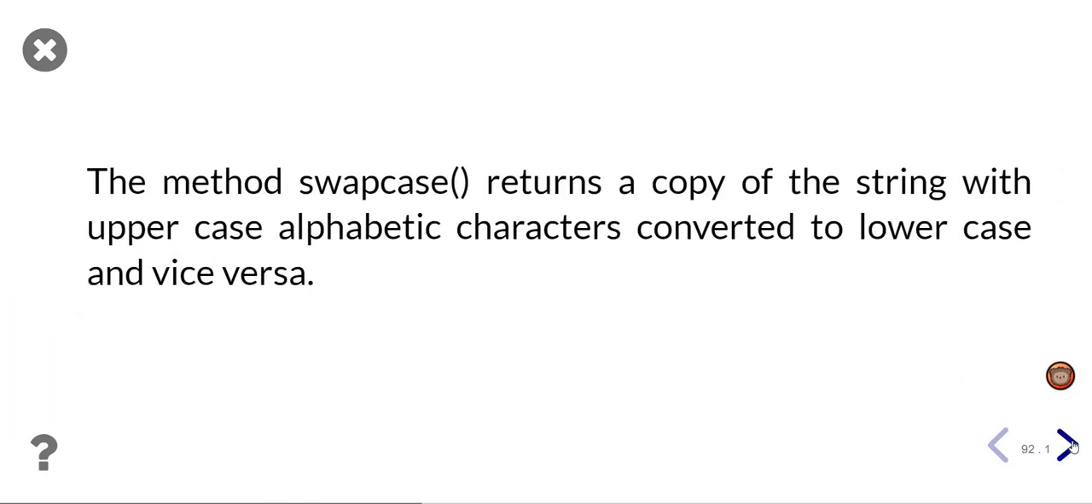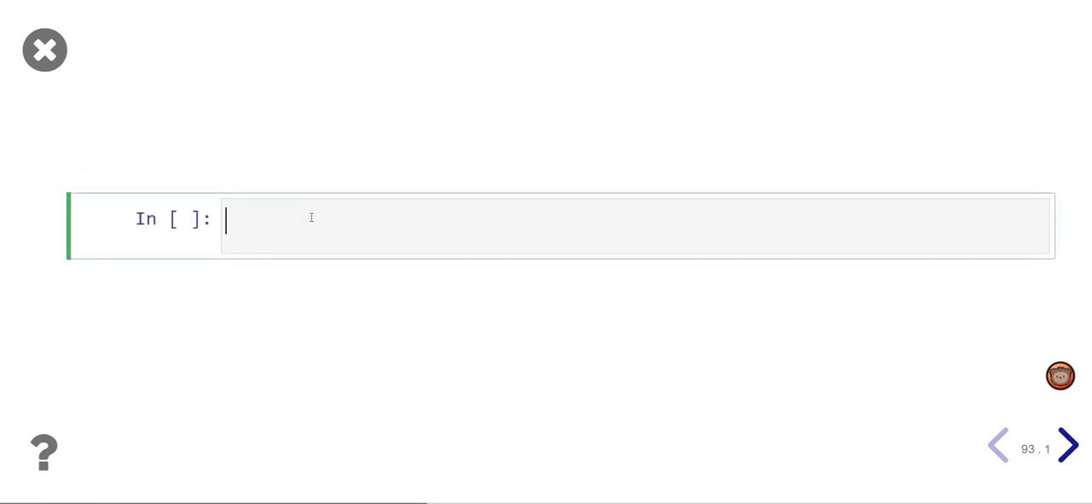Now there's a method known as swapcase. It returns a copy of the string with the uppercase alphabetic characters converted to lowercase and vice versa. So this is something like a toggle, binary kind of thing. So let's say you want to use hello, how are you? It will swap. So again you have to use the dot function, and this is the swapcase.